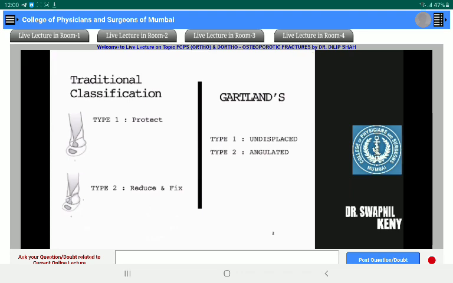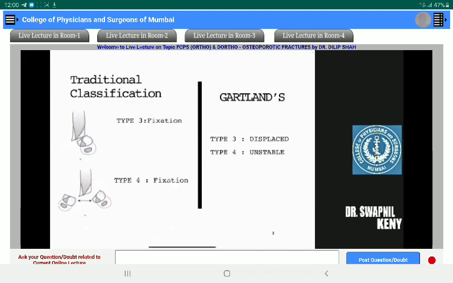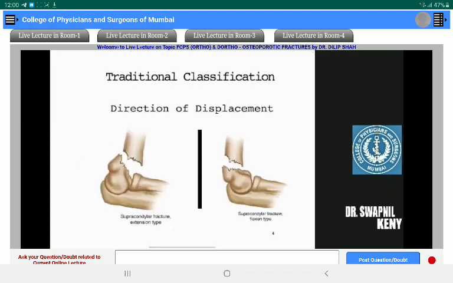This is an angulated fracture. The type 3 fracture is a displaced fracture in extension or flexion, which you need to fix all the time. And a type 4 is an extremely unstable fracture, which you have to reduce and fix. These are traditionally the most difficult fractures to fix. As per the traditional classification, direction of displacement defines the way in which it has to be reduced.